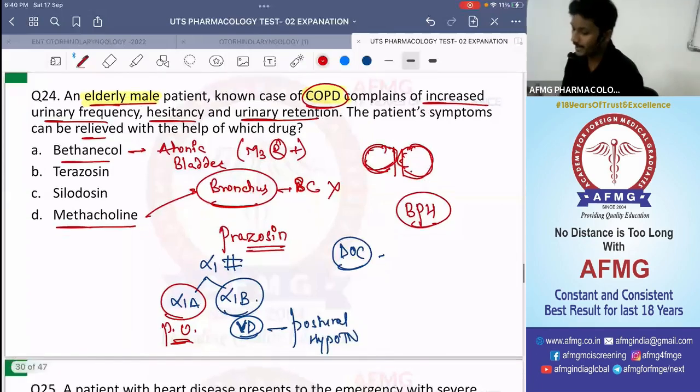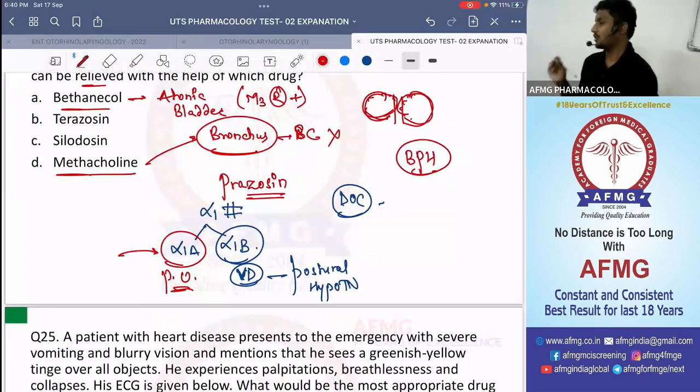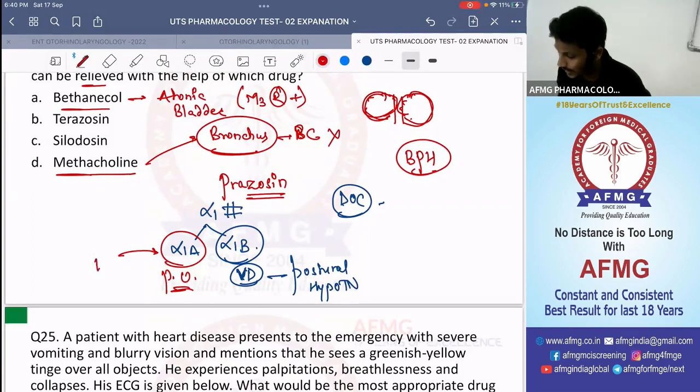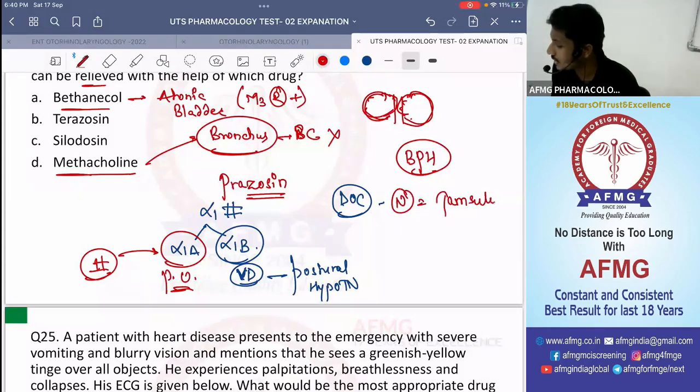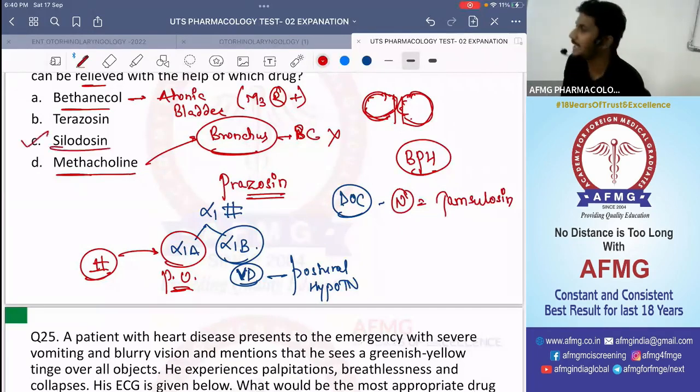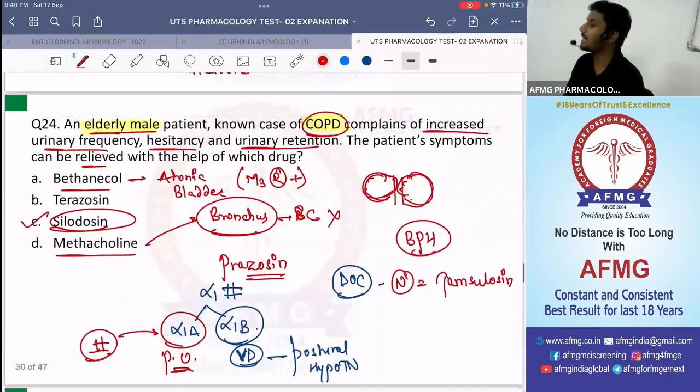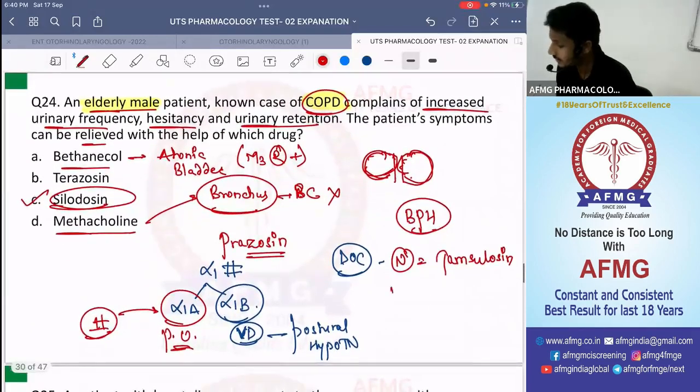If the patient has a normal blood pressure, we will only actually use the drugs which will only block your alpha-1A receptors. Okay, selectively block the alpha-1A receptors. So drug of choice, if I ask you in a normotensive patient, answer should be alpha-1A blockers like tamsulosin or silodosin like drugs. Answer should be silodosin. Because did I mention the patient was hypertensive?